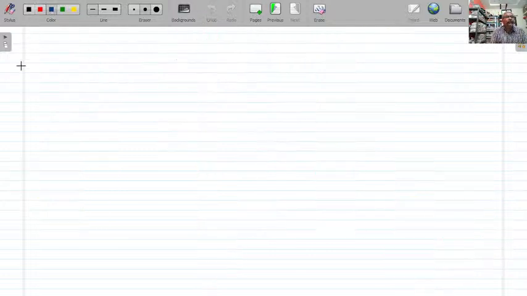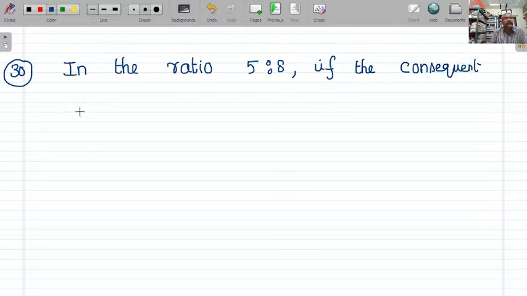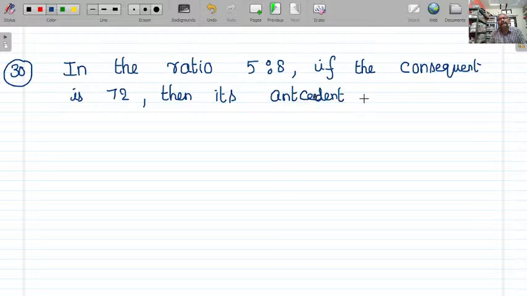So one more problem, 30th question. In the ratio 5 is to 8, if the consequent is 72, then its antecedent is, okay, don't worry, I will explain this problem. You will get the idea, Pujita, don't worry.